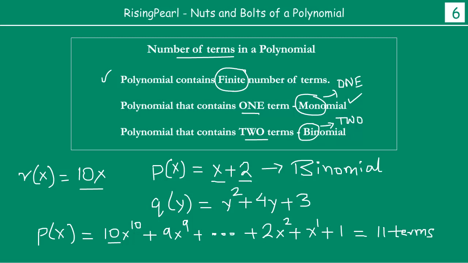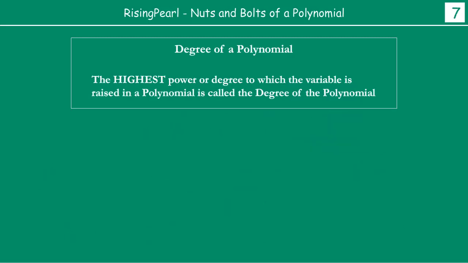Now दोस्तों we come to the last topic for this webisode, और वो है degree of a polynomial. The degree of a polynomial. Now the highest power or degree to which a variable is raised in a polynomial is called the degree of the polynomial. The highest power or degree to which a variable is raised in a polynomial, उसे हम कहते हैं the degree of the polynomial.